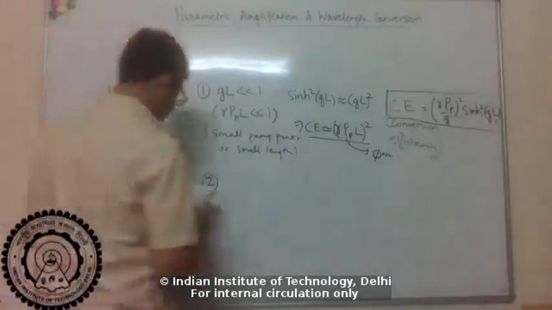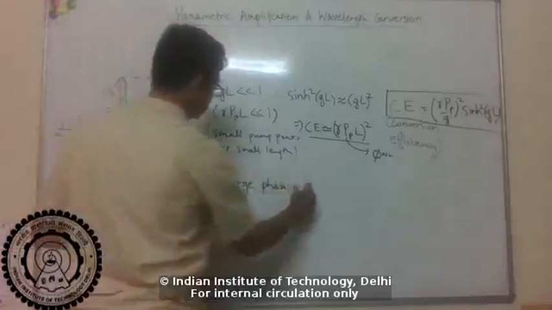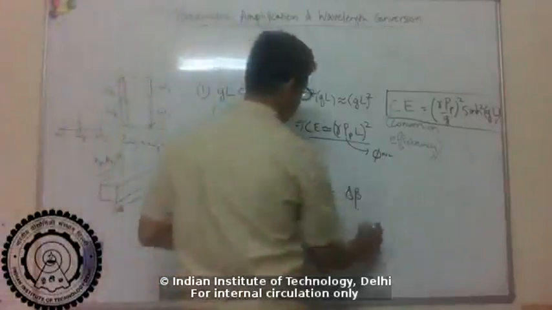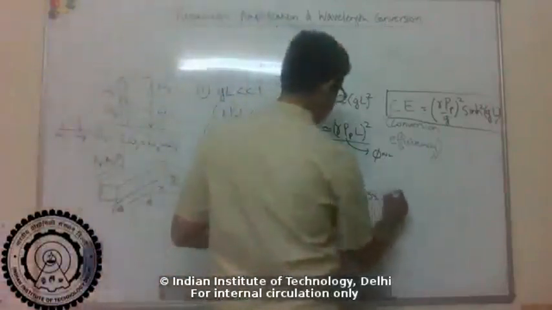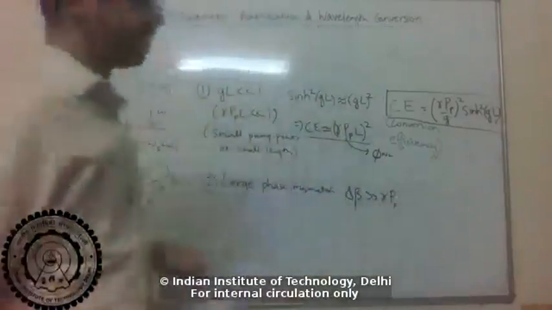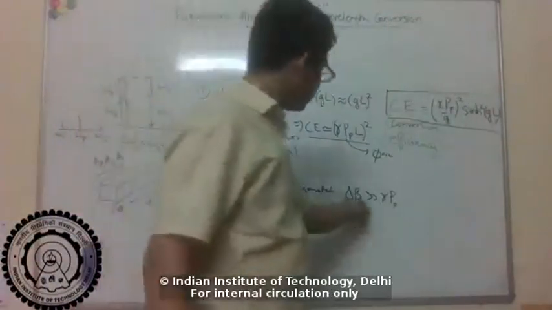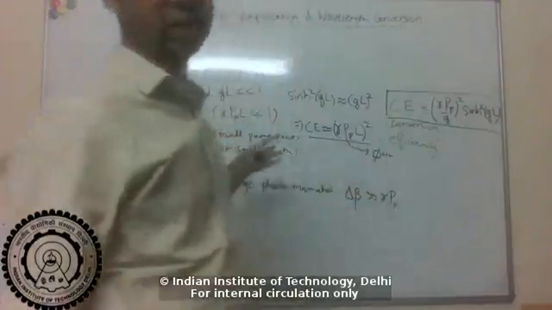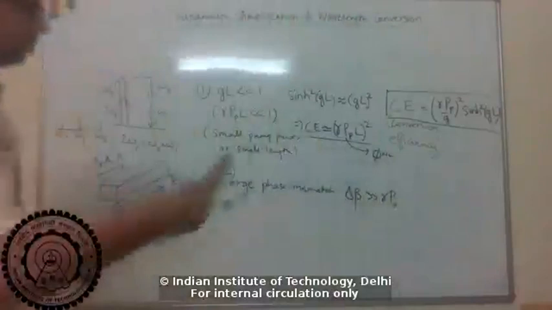You can look at a different limit of large phase mismatch. Basically, what we are saying is this delta beta, the phase mismatch, is much bigger than the nonlinear contribution. Remember, we had delta beta total equal to delta beta minus 2 gamma p. So let's say this delta beta, which is just the difference of the wave vectors, which depends on the dispersion of the medium, depends on the refractive indices at the different wavelengths, is much bigger than the nonlinear shift.